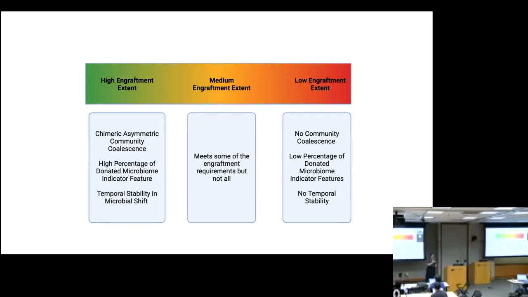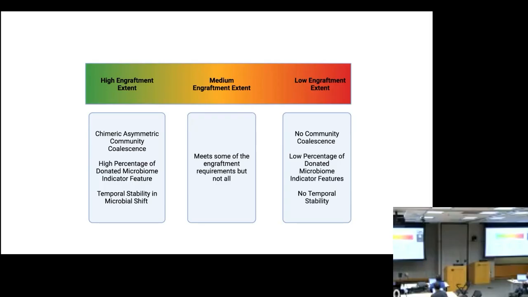I don't know the answer to that, but I think that's why it's important that we switch our nomenclature away from this binary of success or failure to a huge spectrum of engraftment extent that we can kind of quantify and understand. So if I see a lot of community coalescence, I see a lot of my donor features, and I see stability in that, I'm probably going to call that high engraftment extent.